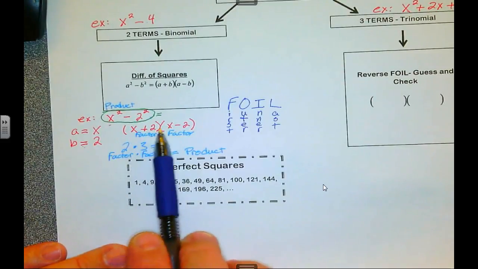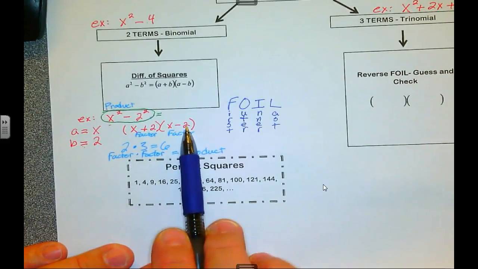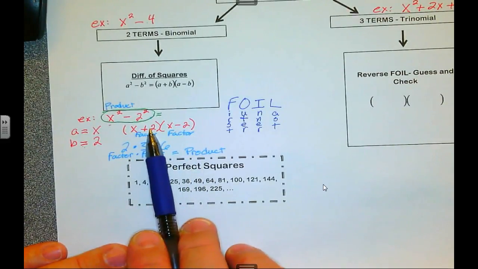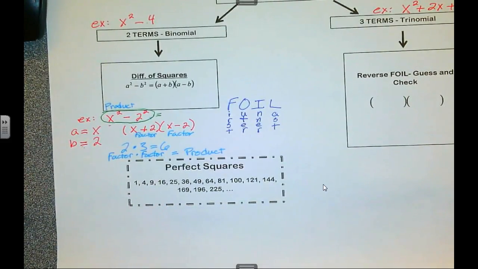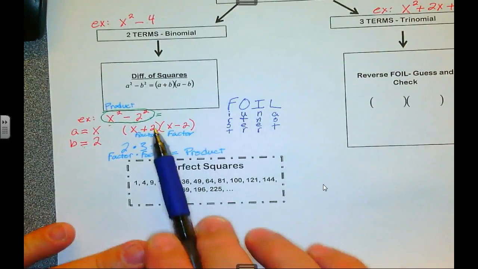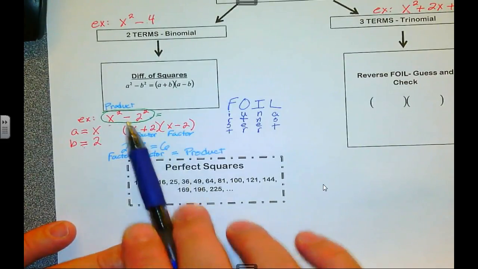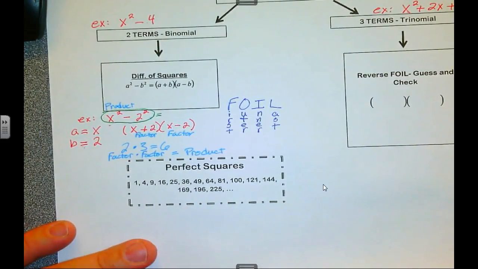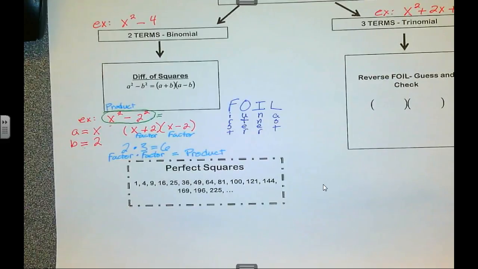Okay, my first, x times x is x squared. My outer, x times negative 2 is negative 2x. My inner, positive 2 times x is positive 2x. When I combine negative 2x and positive 2x, they go to 0. So I have no middle term. And then my last, 2 times negative 2 is negative 4. That's what I get. I say this every year to my students: you should never get a factoring problem wrong, because you can always check it.